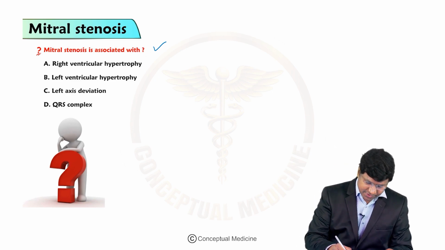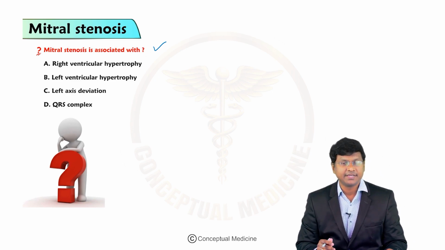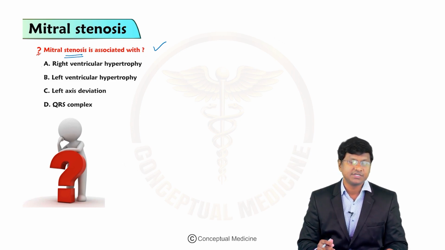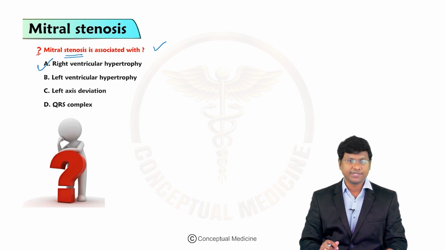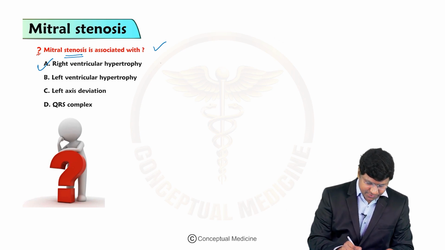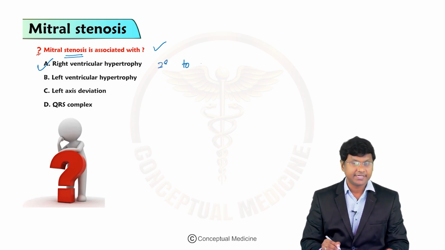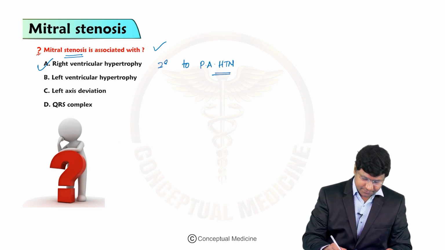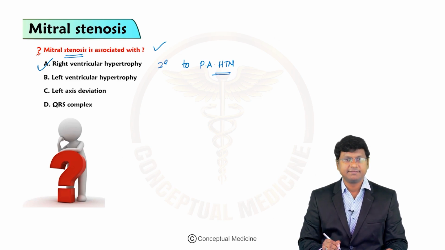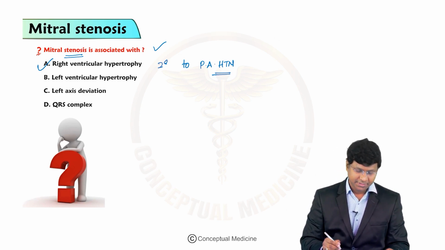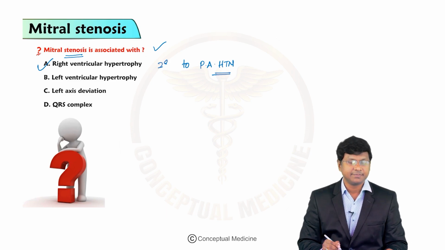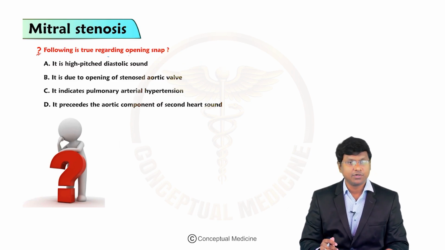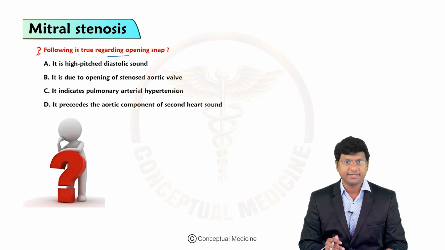And mitral stenosis is associated with right ventricular hypertrophy, left ventricular hypertrophy, left axis deviation, presence of the QRS complex. Mitral stenosis is associated with right ventricular hypertrophy. Why is that? This is secondary to the development of pulmonary arterial hypertension. Because there will be increased afterload on the right ventricle, there will be right ventricular hypertrophy.